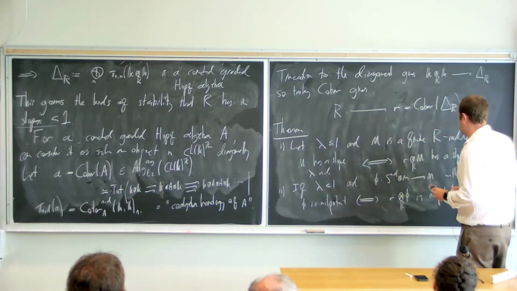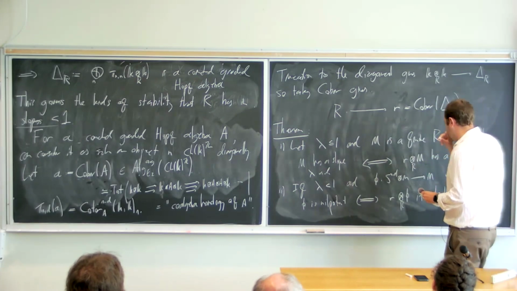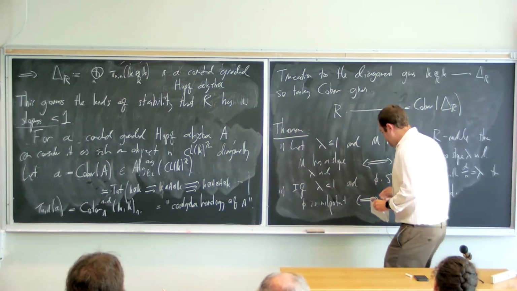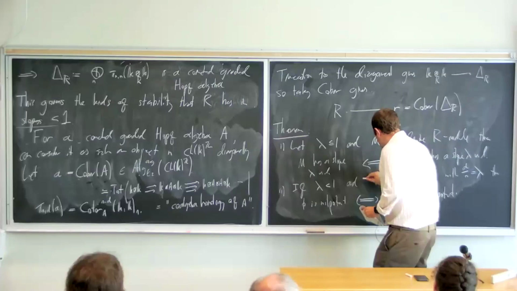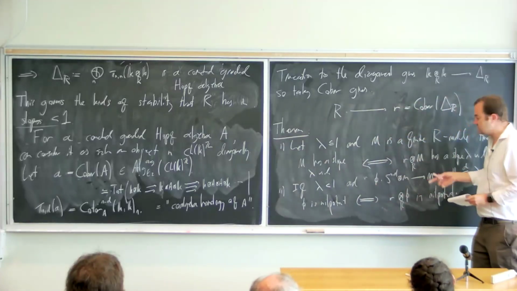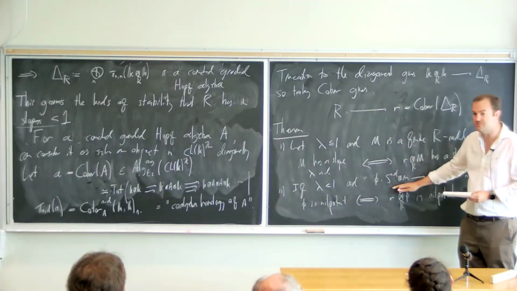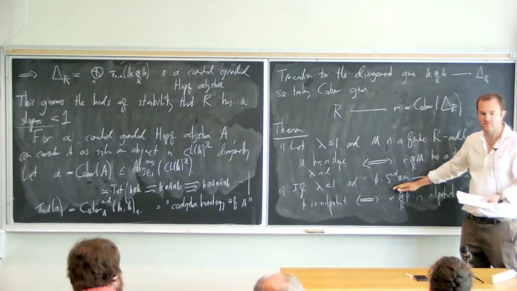And sorry, I missed an axiom here. This M, let me do it in pink so it's not overlooked. M should have a slope lambda vanishing line. So this endomorphism should be parallel to the vanishing line of M.